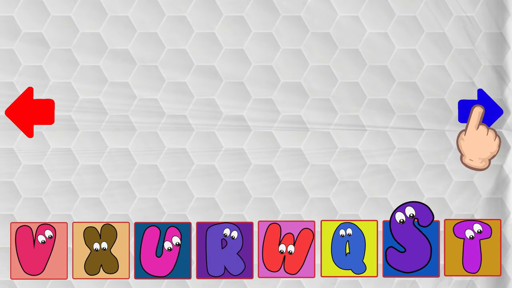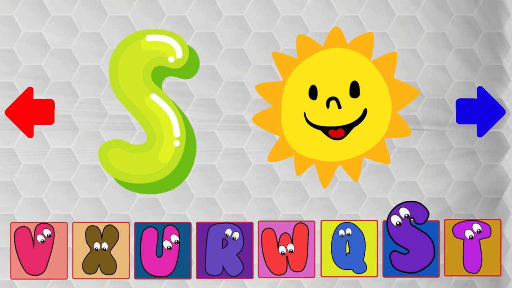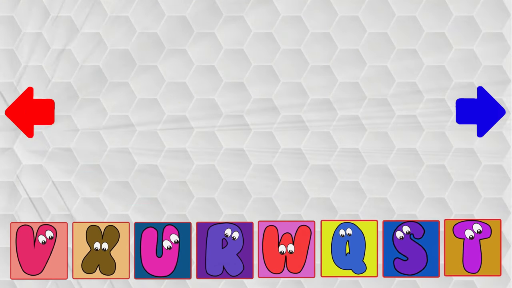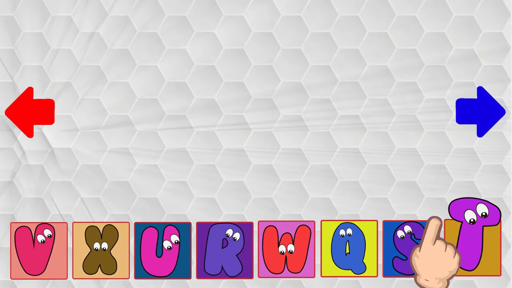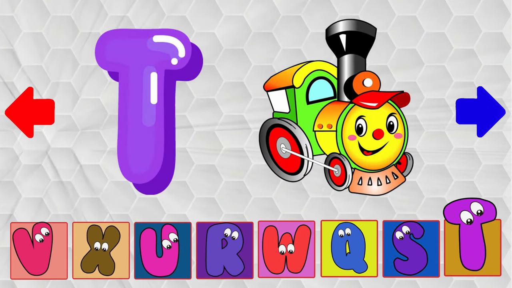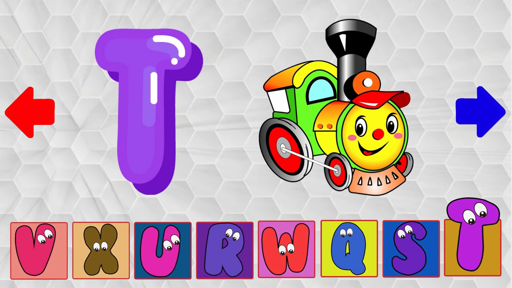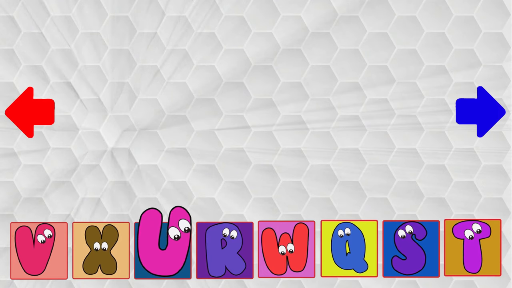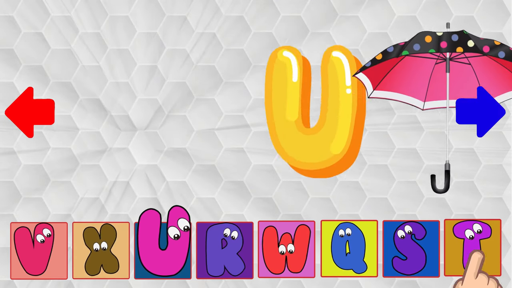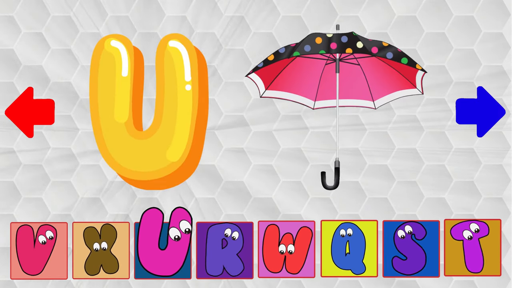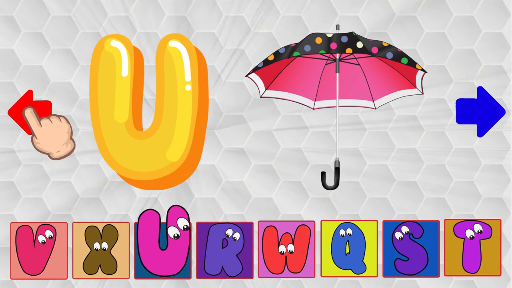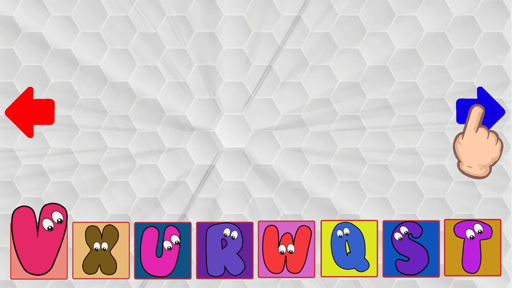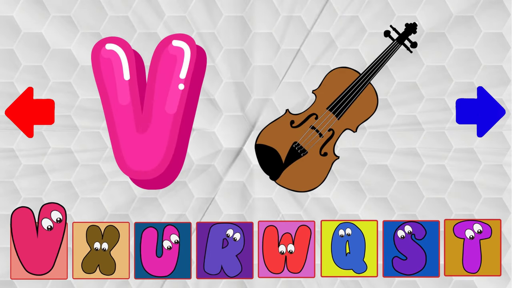S. S for sun. T. T for train. U. U for umbrella. V. V for violin.